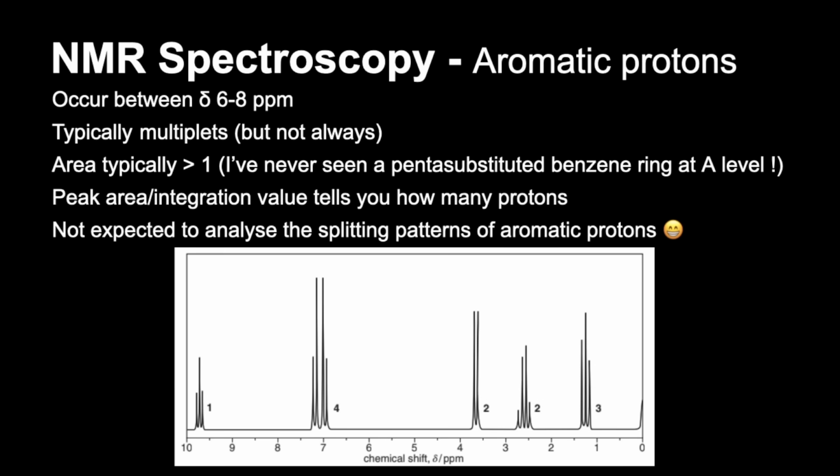So let's have a quick look at this spectrum here. So where are the aromatic protons? Obviously this signal here, because they're in that range. So you'll notice it is a multiplet. The area is greater than 1. So all we need to say about this is we've got a C6H4 group. In other words, we've got a di-substituted benzene ring.